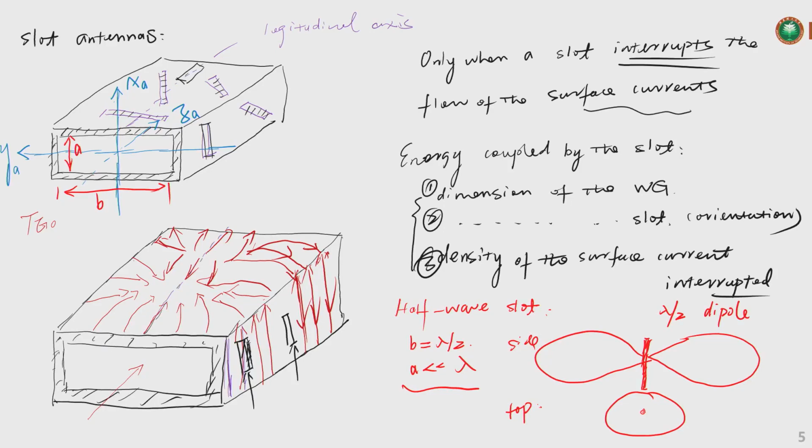So now what we consider is if there is only one slot cut on the wall of this waveguide. Usually what we want to do is have several series of cuts, or a series of slots cut into the wall. So for an example, we have this one.